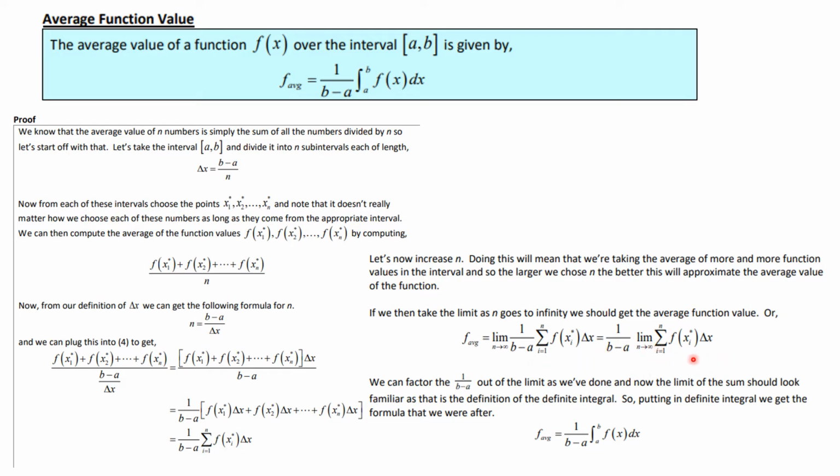And this becomes the definite integral. So whenever we complete this, we have that the average value of a continuous function, continuously varying over an interval [a, b], is 1 over b minus a times the definite integral from a to b of f of x dx.